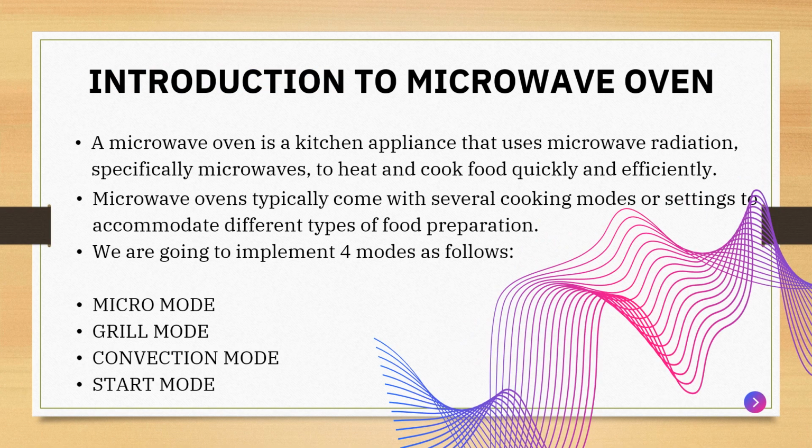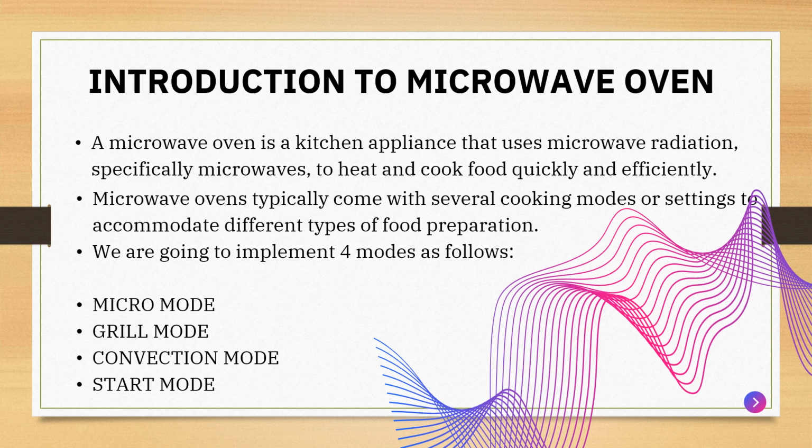Let's move forward. The introduction to the microwave oven. A microwave oven is a kitchen appliance that uses microwave radiation to heat and cook food quickly and efficiently. Microwave ovens typically come with several cooking modes to accommodate different types of food preparation. There are four modes: the first is micro mode, the second is grill mode, the third is convection mode, and the fourth is start mode, which the user can start.